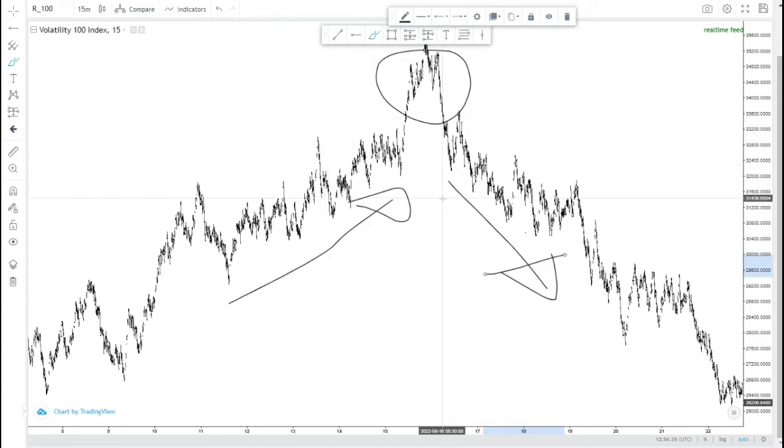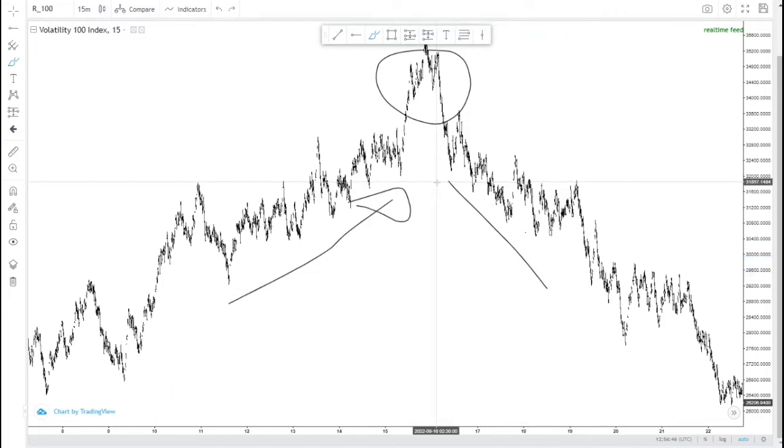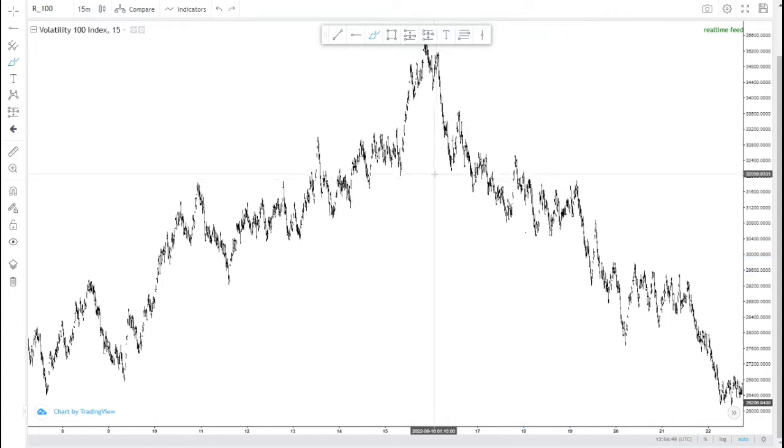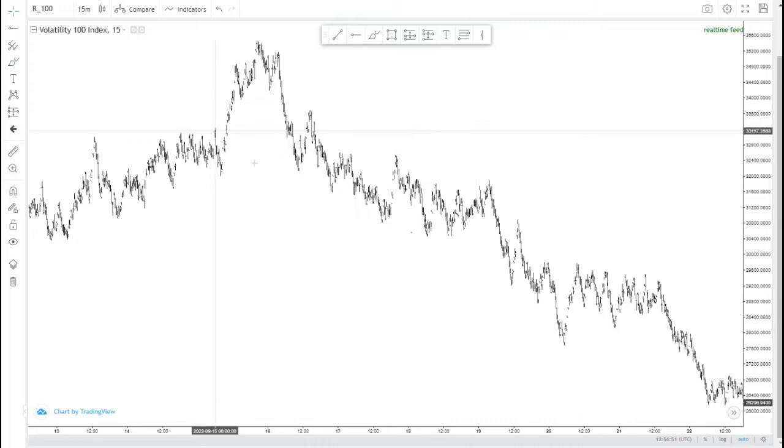This doesn't mean that the strategy is applied only in reversals. No, it's applied in any kind of price action, and of course in any market. But we're basically going to be dealing with V100 because we want you guys to get into it.